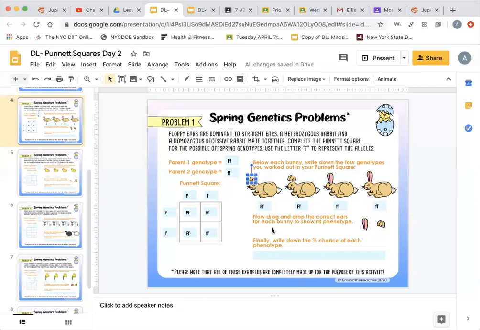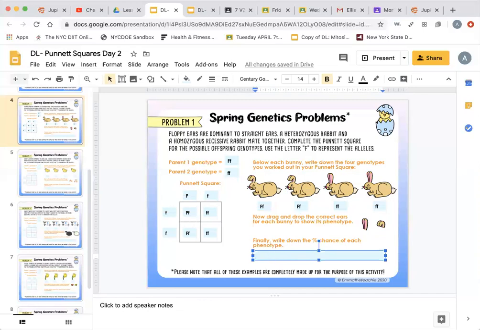All right, so now this should be a little bit easier. Write down the % chance of each phenotype. So it's not asking you so much for the % of the genotypes. So for floppy, we've got 1, 2 out of the 4. So you are free to put 2 out of 4, or you can put the %, whichever one, you can put both. Okay, and then we've got straight ears. So that one would be 2 out of 4, 50%.